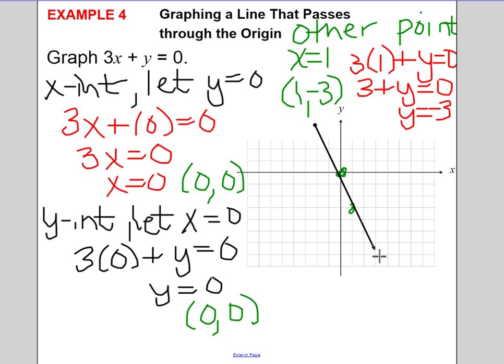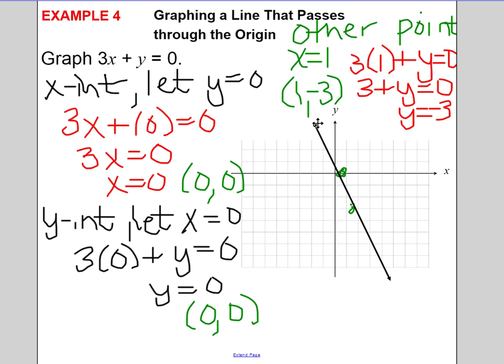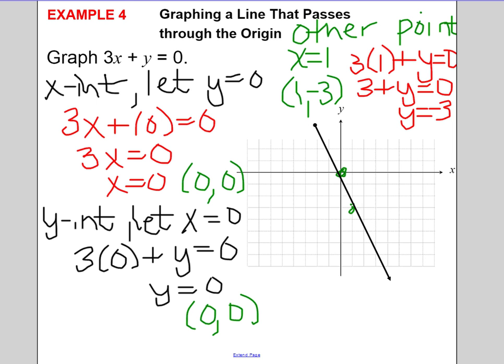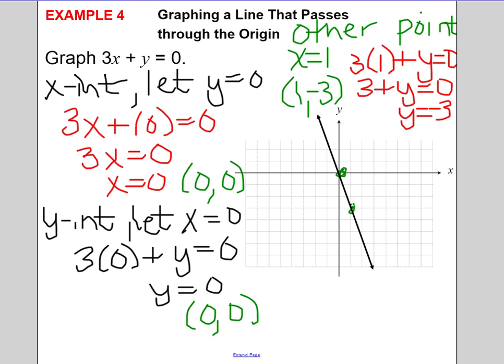So your linear equation has an x-intercept and a y-intercept, so we have our final linear equation. The x and the y-intercept are both at the origin, so in order to graph the line, you need to find one other point. And that other point we found by letting x equal 1 and solving the equation for y to get y equals -3.